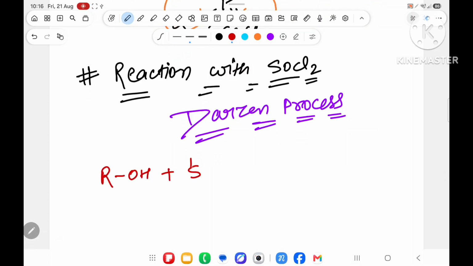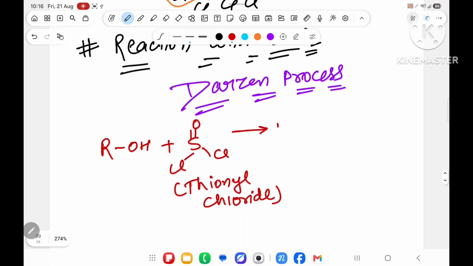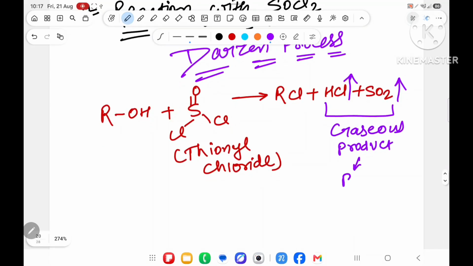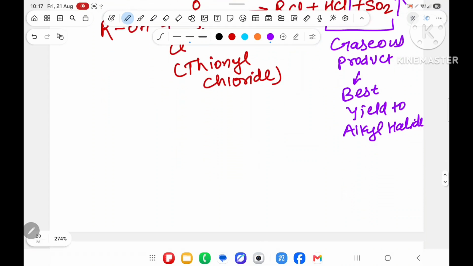ROH is there. It will react with SOCl2, S double bond O, Cl and Cl. Its name is thionyl chloride. It will react and form RCl plus HCl plus SO2. We know that HCl is a gas and SO2 is a gas, so we get a gaseous product. As the gaseous product comes out, this reaction will give the best yield of alkyl halide compared to all the previous ones.